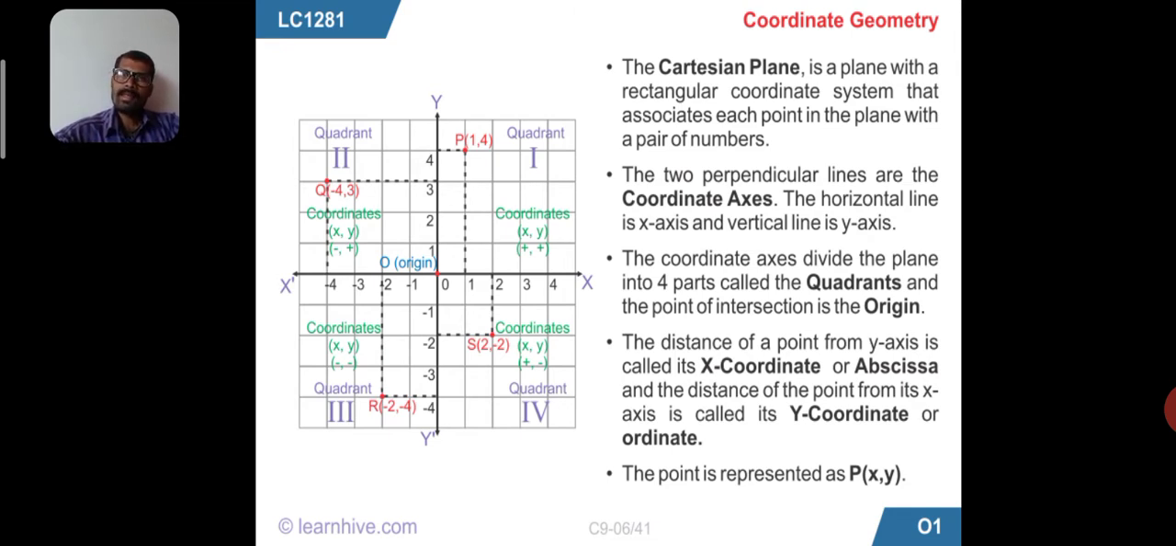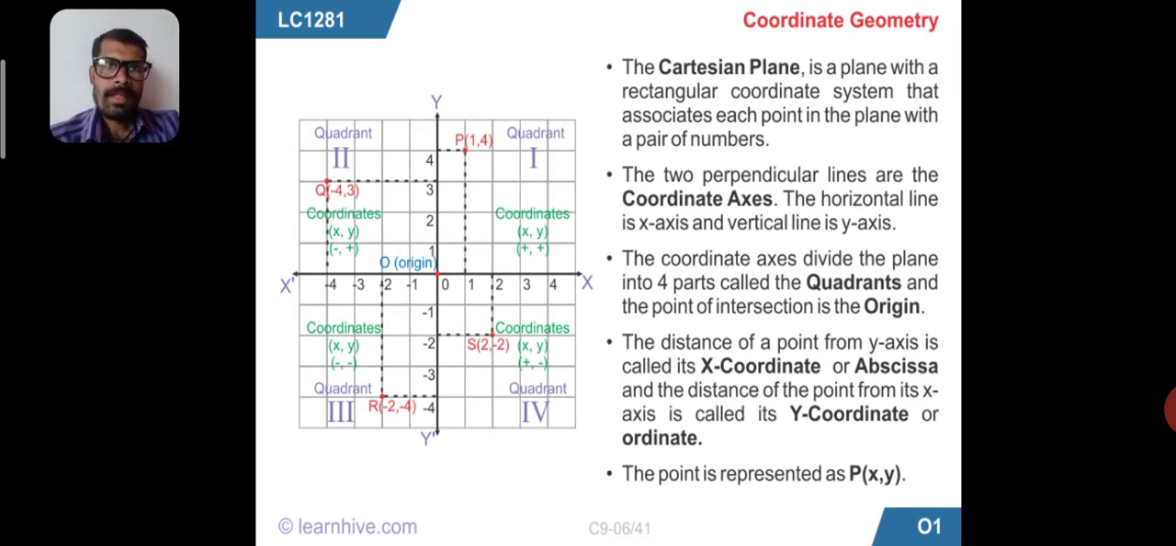The horizontal line is the x axis and the vertical line is the y axis. You know this one. The coordinate axes divide the plane into four quadrants, and the point of intersection is the origin. The coordinates of the origin are 0, 0. The distance of a point from the y-axis is called the x-ordinate or abscissa, and the distance of the point from the x-axis is called the y-ordinate or simply ordinate. The point is represented as P of x, y. We discussed this yesterday in the introductory part.